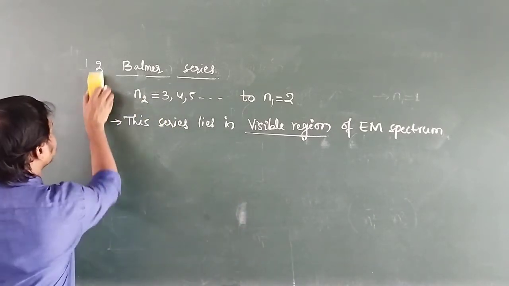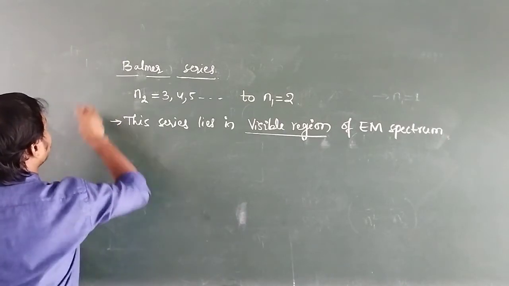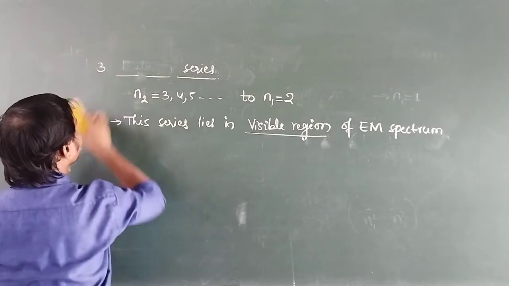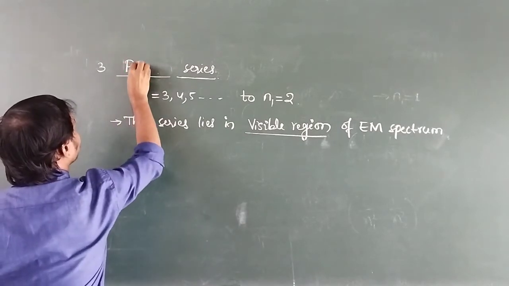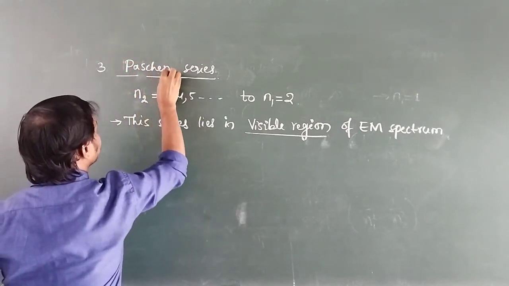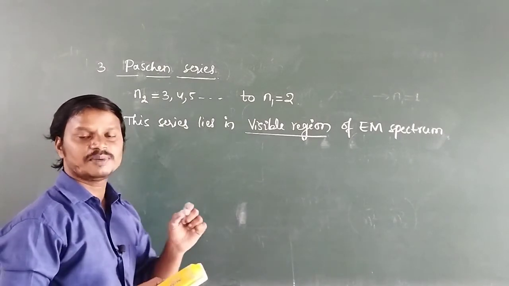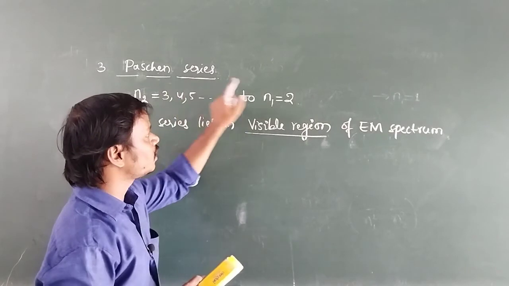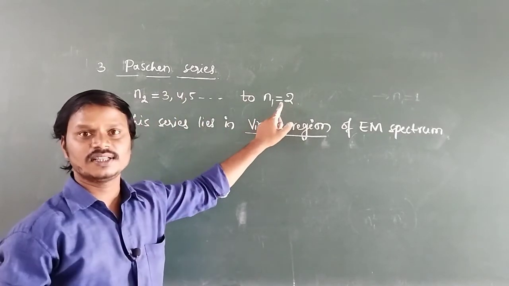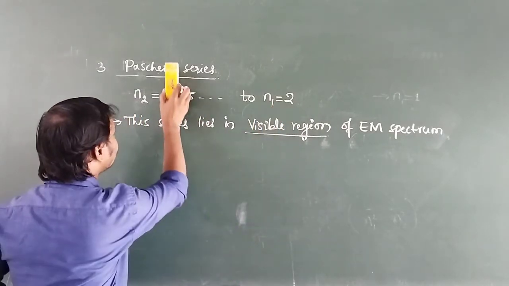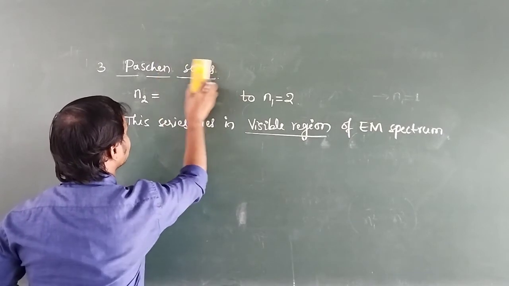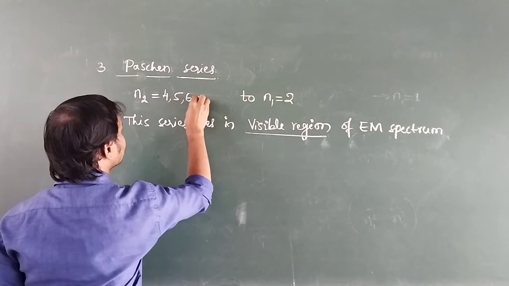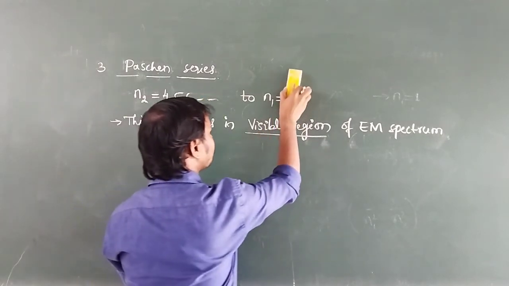Next one, Paschen. Third one, Paschen series. In this series, the spectral lines are obtained due to the transition of an electron from higher orbits to the third orbit. Then what are the higher orbits here in case of Paschen series? That is 4, 5, 6 and so on to 3.